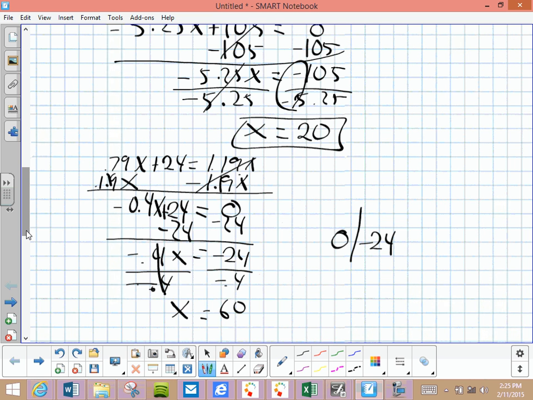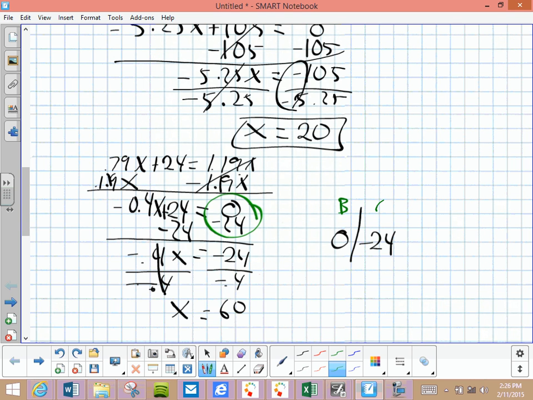Oh, notice in this part, right here, when you subtract 119x, I have some kids who don't know that 0 minus 24 equals 24. Some kids are like, oh, that's just 0. No, no, no, no. Put them into the boy-girl situation.